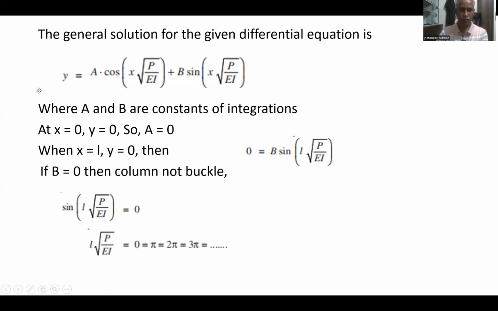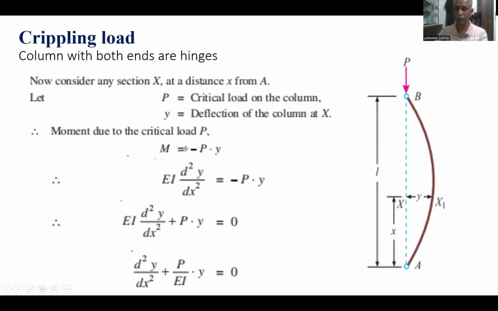We are getting the equation y equal to, as A is 0, that term is 0. So we get B sin x under root of P by EI. Now we apply the second condition. When I consider x equal to L, that means we reach point B. What about y? Y is again 0. X is equal to L, y is equal to 0.